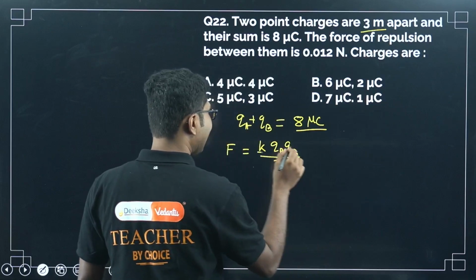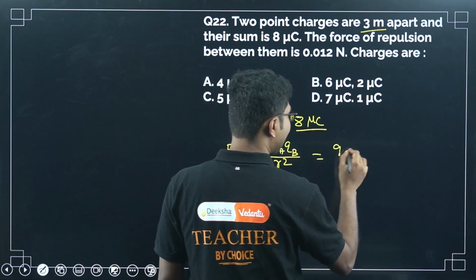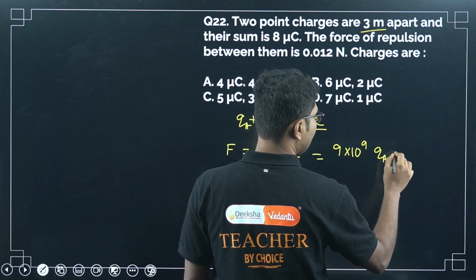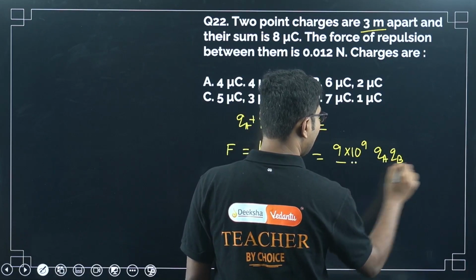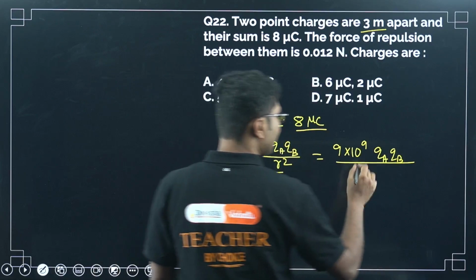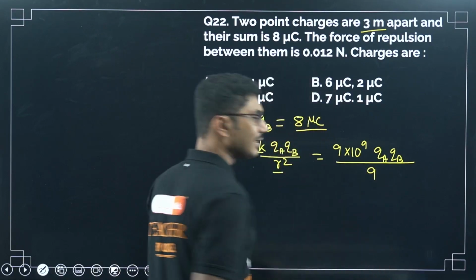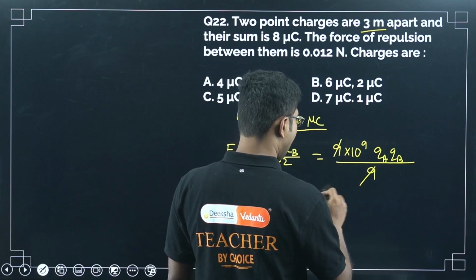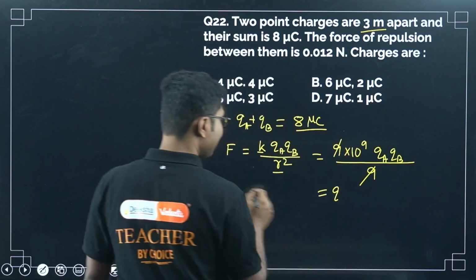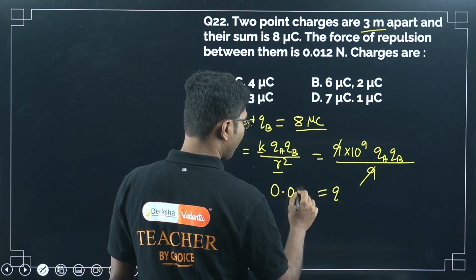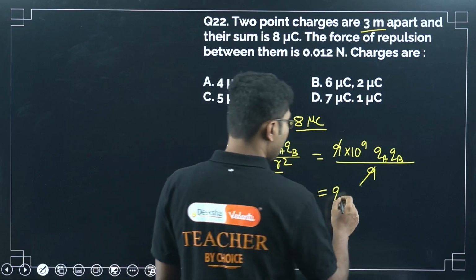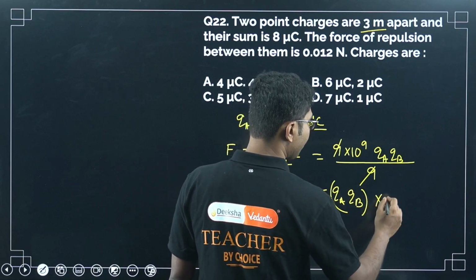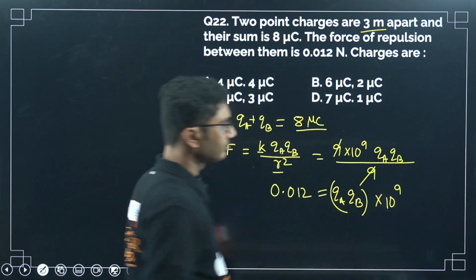What is K? K is 9 times 10 to the power of 9. QA, QB. And distance is 3 meters. So 3 meters means 3 square is 9, right? Here 9 cancels. So as you can see, what is the value of the force? Value of the force is 0.12. So QA, QB times 10 to the power of 9, right?